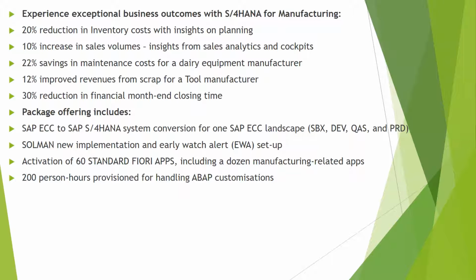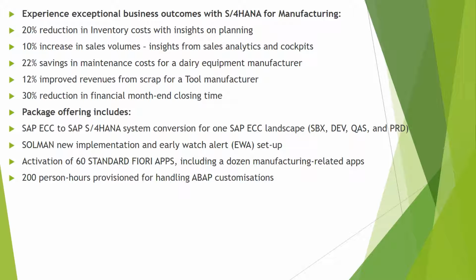So what is the advantage, or what are the exceptional business outcomes with SAP S/4HANA for manufacturing when compared to ECC? We can realize a 20% reduction in inventory cost with insight on planning, a 10% increase in sales volumes with insights from the sales analytics and cockpits, and 22% savings in maintenance costs for dairy equipment manufacturers after implementing S/4HANA manufacturing. Also 12% improved revenue for the tool manufacturer, and a 30% reduction in financial month-end closing times for the business.